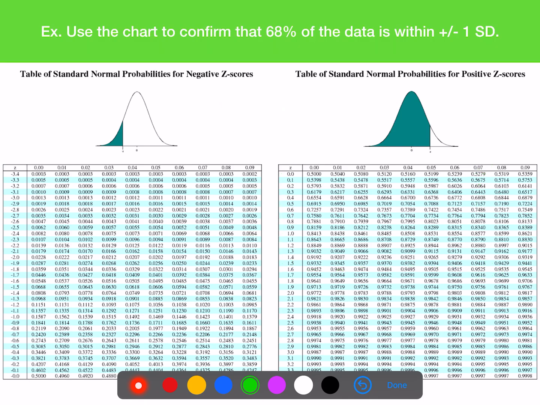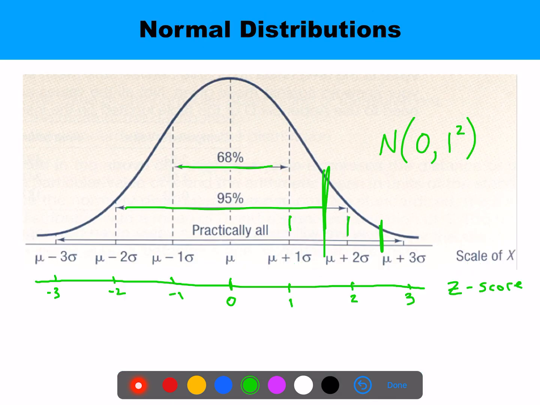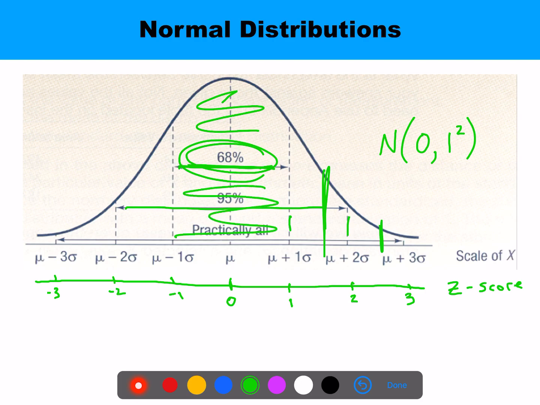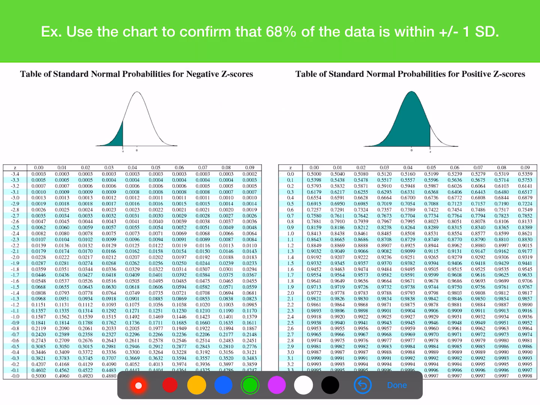Okay, so let's practice using this a little bit more. Let's use this chart to confirm that 68% of the data is within plus or minus 1 standard deviation. Again, remember, that's what we said on this chart back here. We said this section had 68% of the data. So now let's use that to try and figure it out. Okay, well, the two key numbers that we want to look at are a z of 1 and a z of -1. So let's look up those numbers in the chart and let's interpret what they mean.